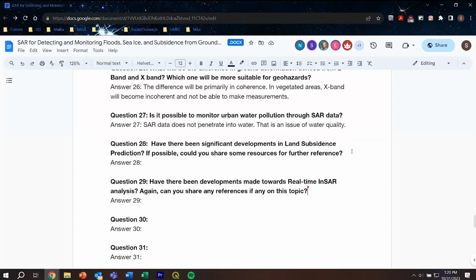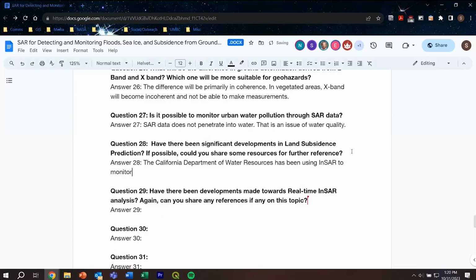The California Department of Water Resources has been using InSAR for several years now to monitor groundwater extraction throughout the state of California. The area of extreme subsidence that I showed in the demonstration is one of the areas that they are selected for the first effort to control groundwater extraction in the state of California under a new groundwater control law that takes effect in the next few years.